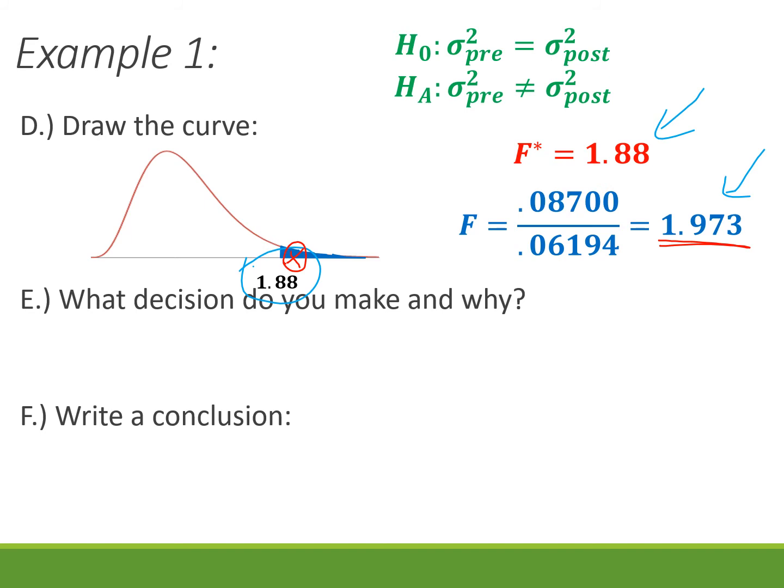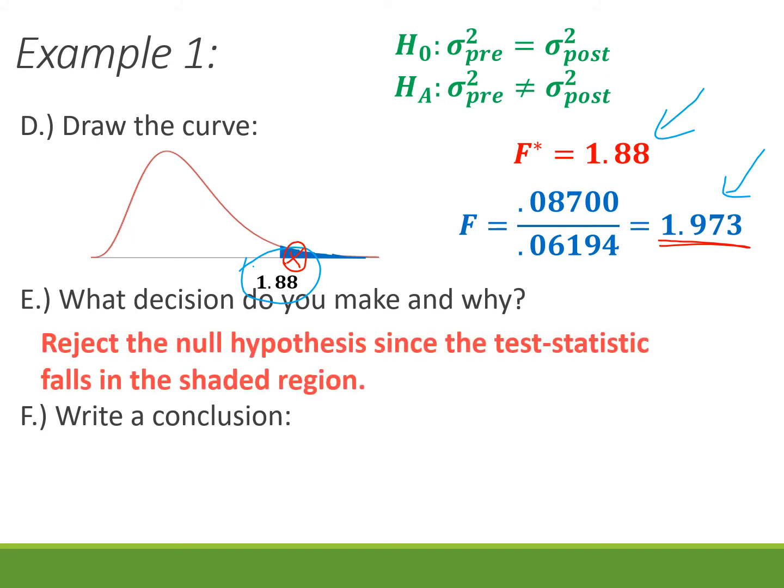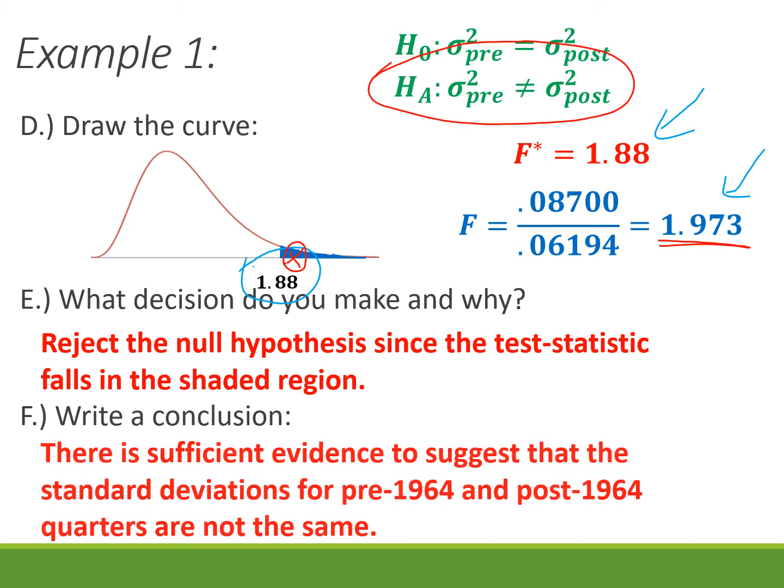Now we're going to make our decision the same way we always did. Reject the null hypothesis since the test statistic falls in the shaded region. And when we write our conclusion, it's still always about that alternative hypothesis. There's sufficient evidence to suggest that the standard deviations for pre-1964 and post-1964 quarters are not the same.